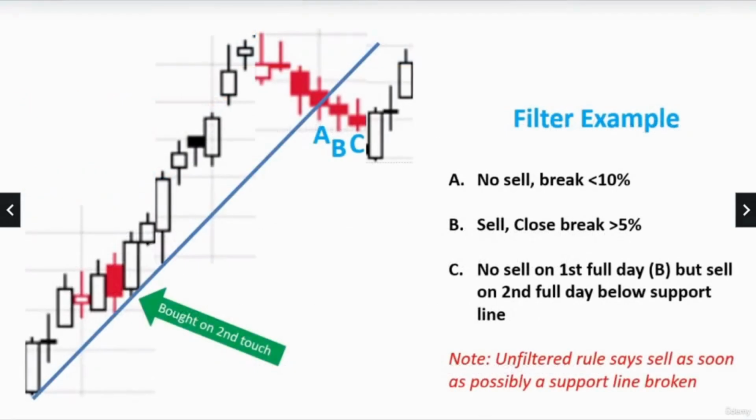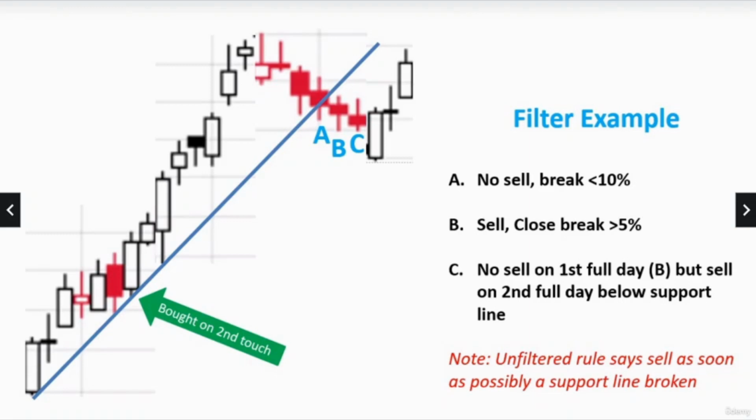So if we look at this example here, the same example, we could see that, okay, we bought in on the second touch. We're in a nice uptrend here. You could see that when it breaks the line there right at A, we should have been selling right away if we followed the rule to the letter. It broke the line, we should have sold.